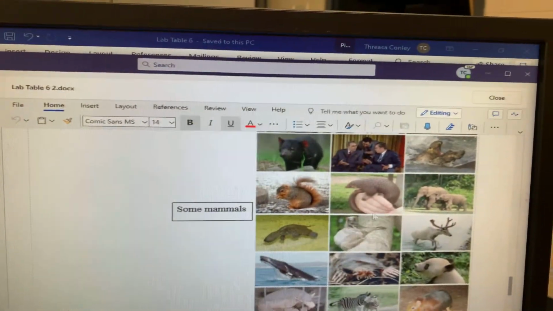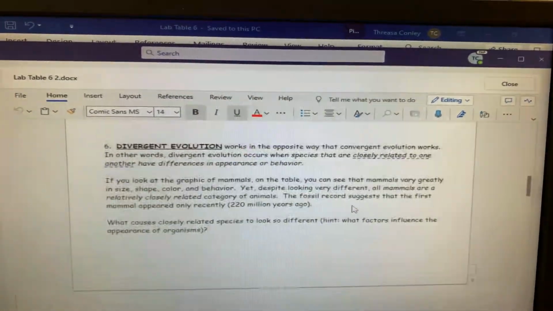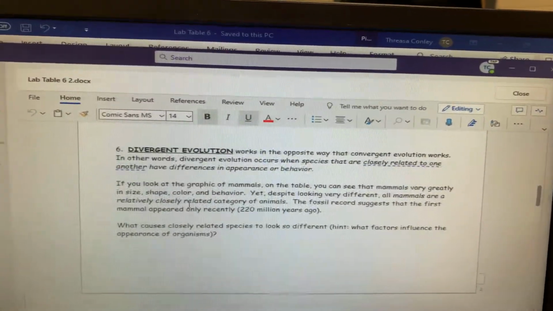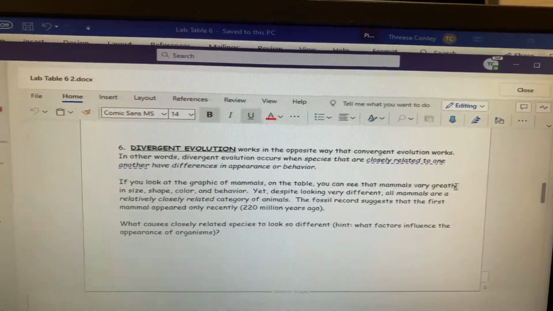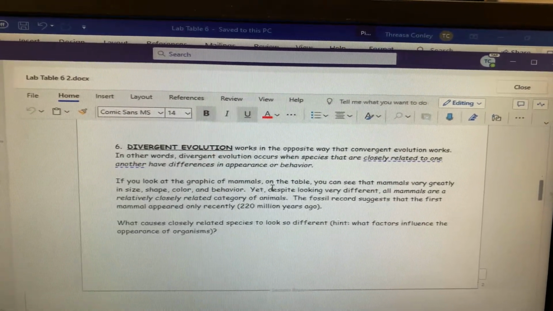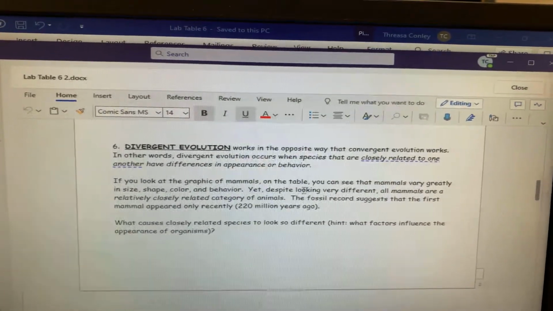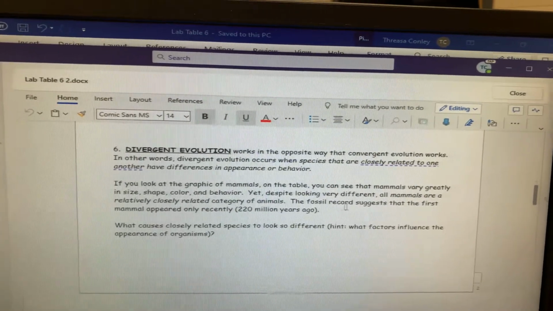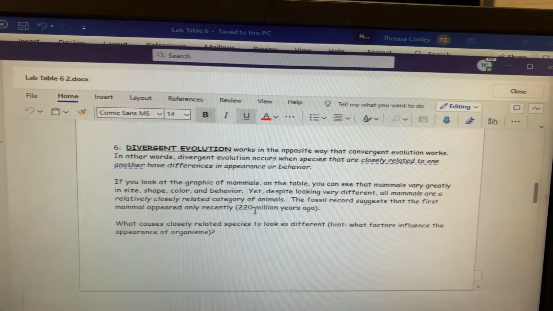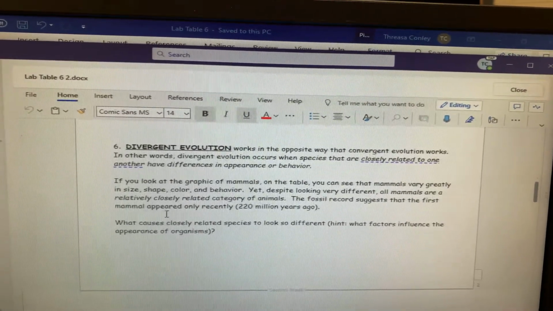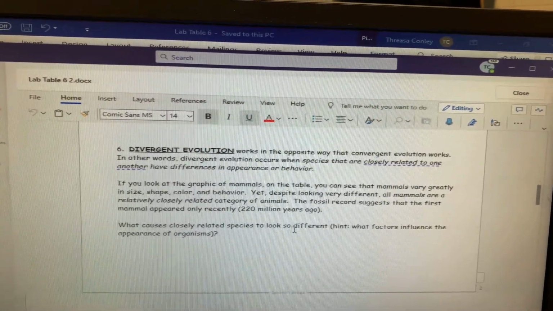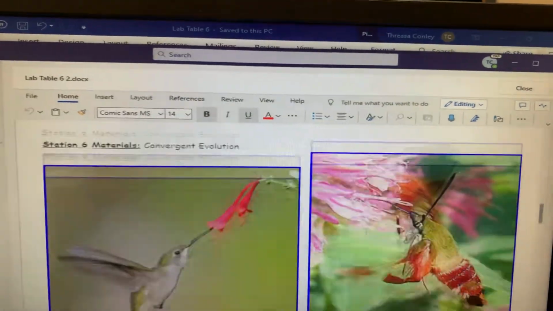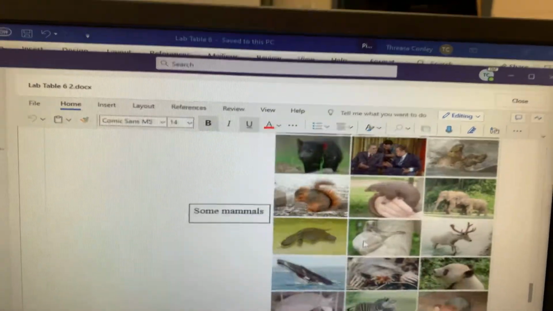Down here. These are all mammals. You see the mammals vary in shape, in behavior. Yet, despite looking very different, all mammals are closely related. The fossil record suggests that the first mammal appeared 220 million years ago. What causes closely related species to look different? So you have to come up with an idea. Why are these different?